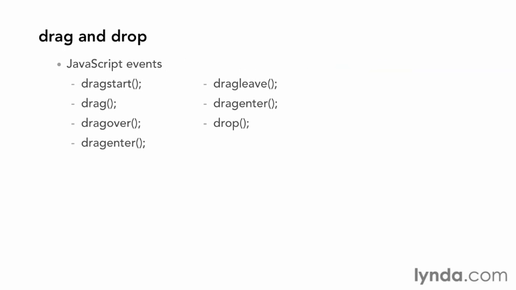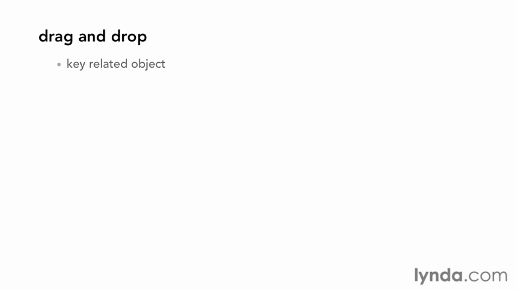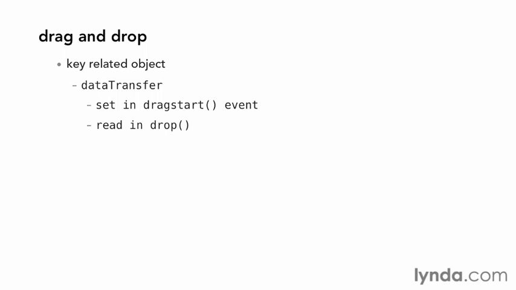There are 7 different JavaScript events, everything from dragstart to drop. These are all used extensively in any drag and drop functionality. There is one key related object that I want to mention, and that's dataTransfer. As the name implies, this is used to transfer the data from a dragged object. It is initially set in dragstart, and then it is used in the drop event.